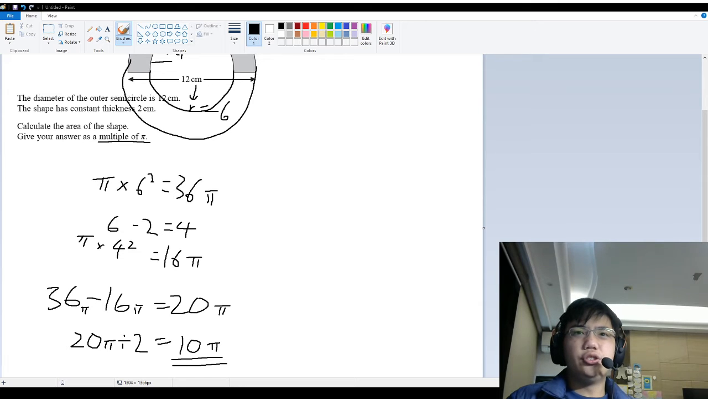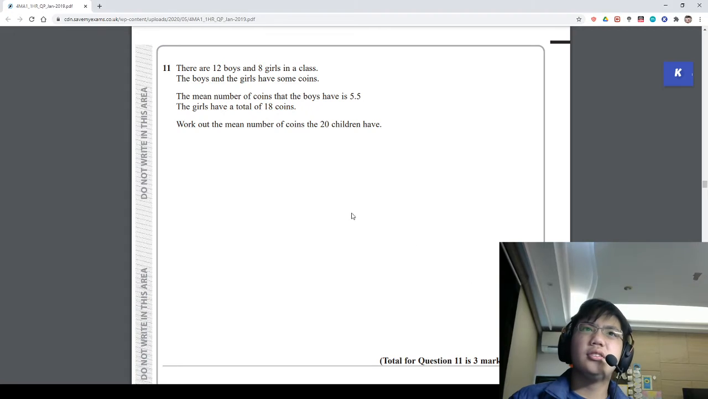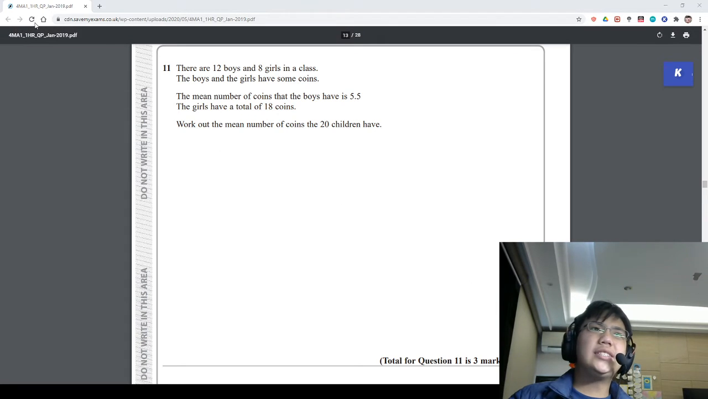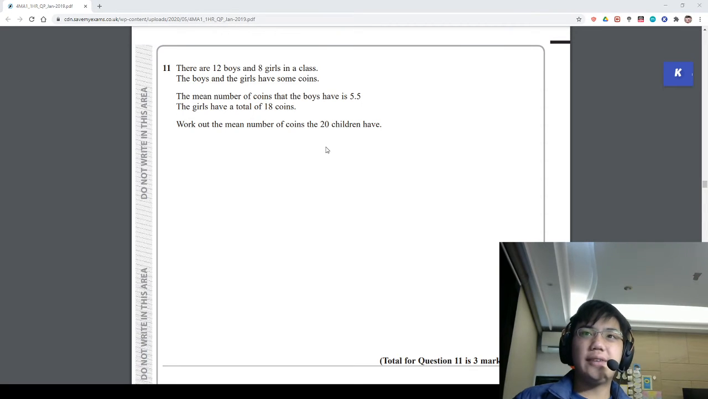So now we go on to question 11. There are 12 boys and 8 girls in a class. The boys and girls have the same coins. The mean number of coins the boys have is 5.5. The girls have a total of 18 coins. Work out the mean number of coins the 20 children have.